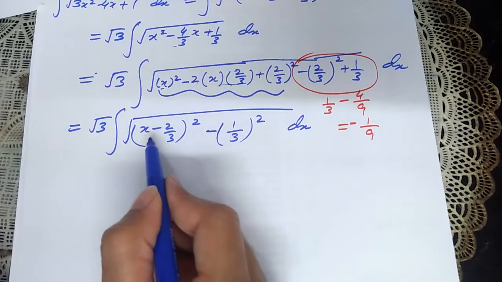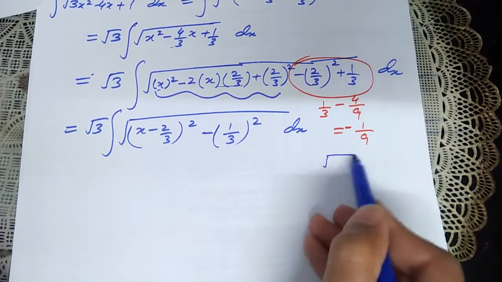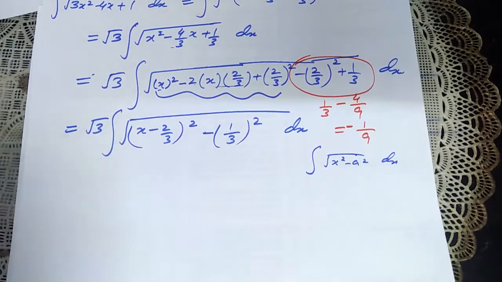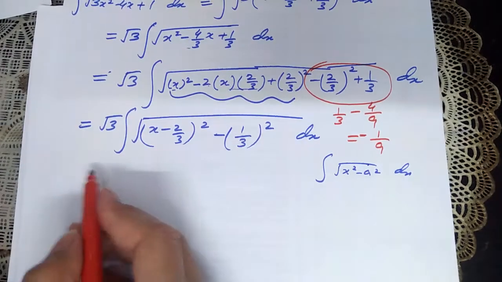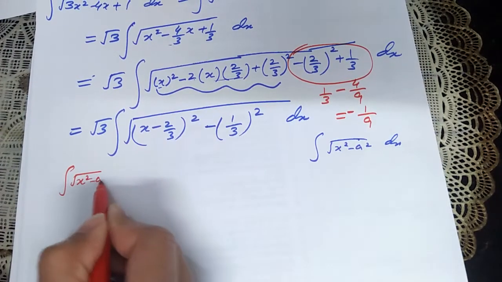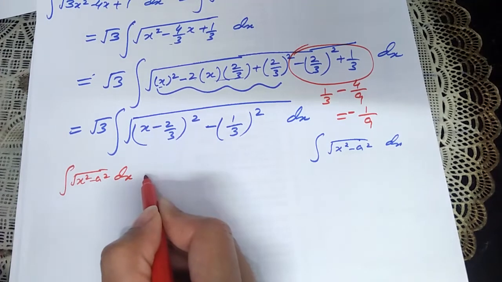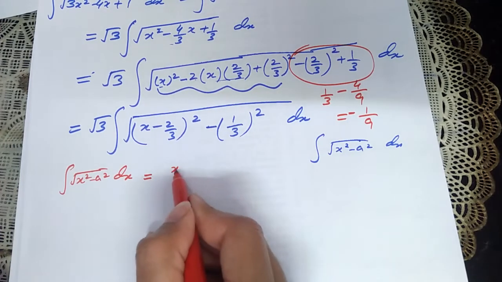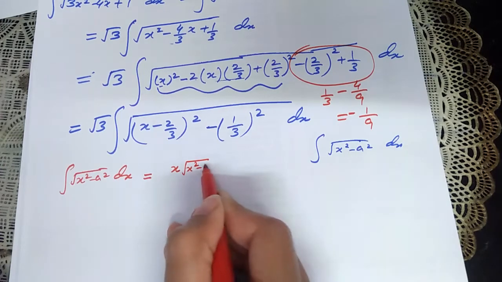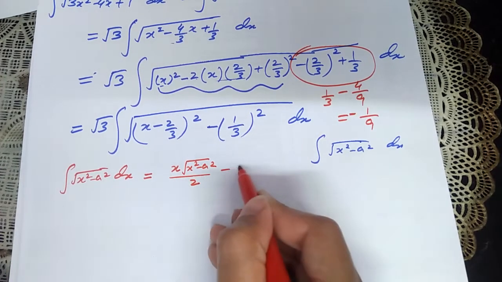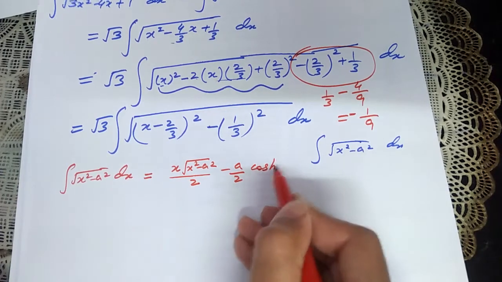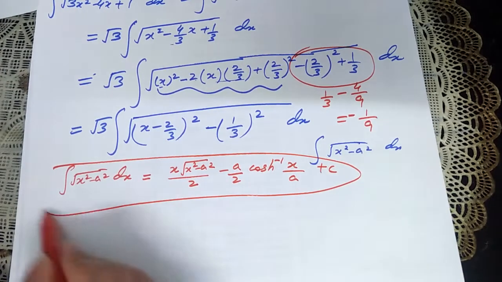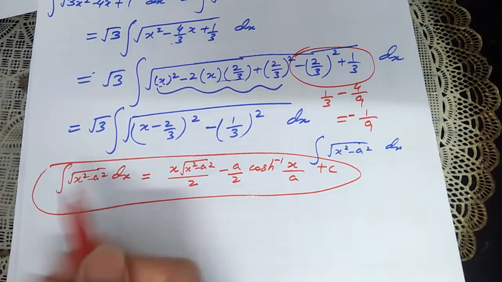Now this is the format for integration of under root x square minus a square dx. And this is the direct formula that you need to memorize: integration of under root x square minus a square dx will always equal x into under root x square minus a square over 2, minus a square over 2 cos hyperbolic inverse x over a, plus c. This is the formula for integration of x square minus a square dx.